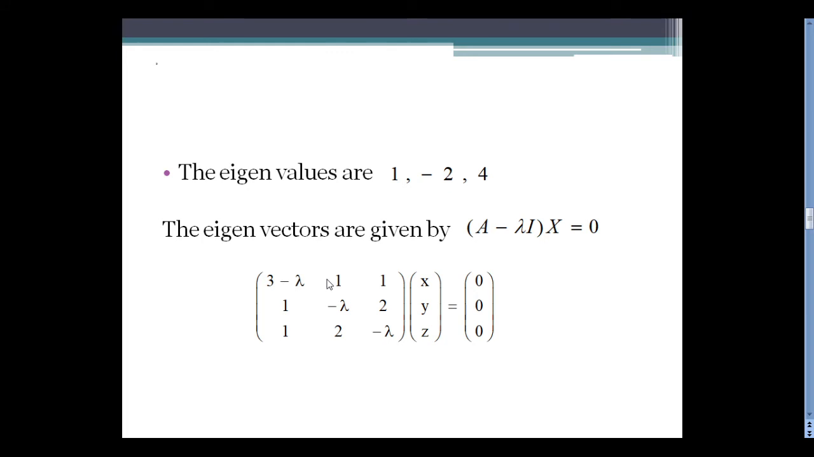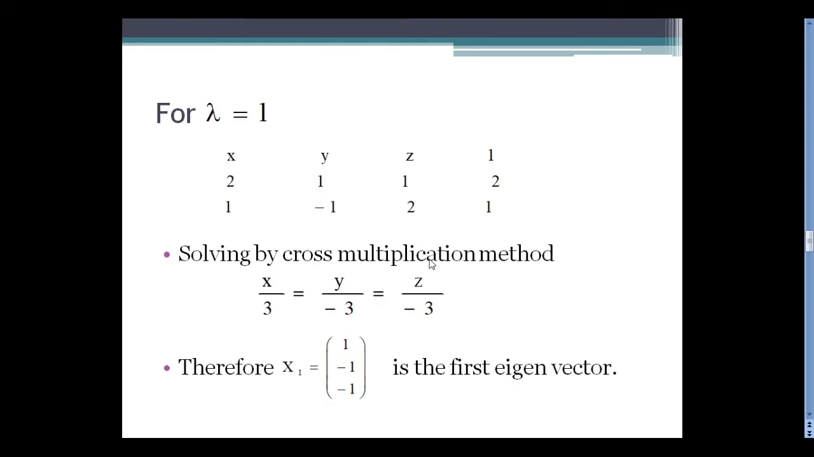Now, by solving, take any 2 different equations and solve by the cross multiplication method. That is, the x value can be found out by taking y and z: 1 into 2 minus of minus 1. So we get 3. Then for z, we should take 1 into 1 minus of minus 2. Then for y, we take it as x and z, which is 4 minus 1. So we get z by minus 3.